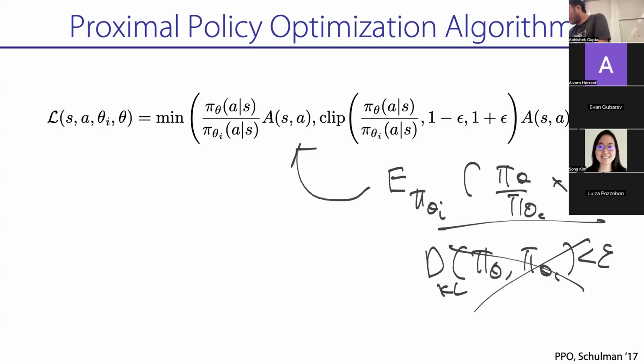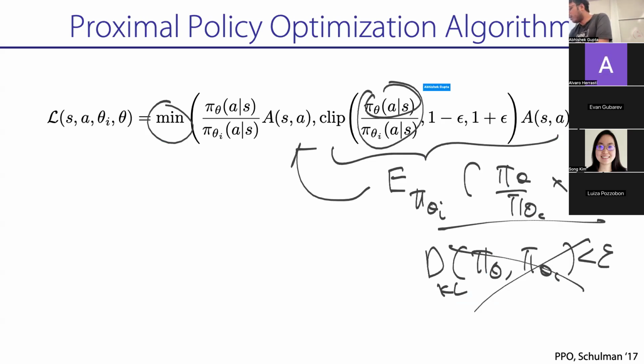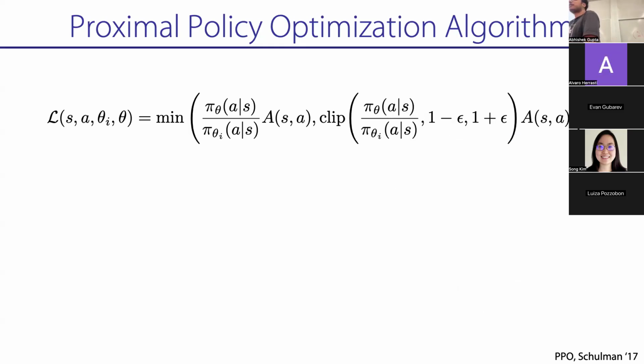So we'll unpack why there's a minimum in a second, but just look at the second term. It is saying you take the ratio, let's call this thing R, between pi theta and pi theta I. You don't want it to change too high, you don't want it to change too low. So you clip it on both sides by 1 minus epsilon and 1 plus epsilon, and then multiply by the advantage. So if pi theta changes more than this epsilon, then you don't have any more gradients. So you don't let it change more than that.